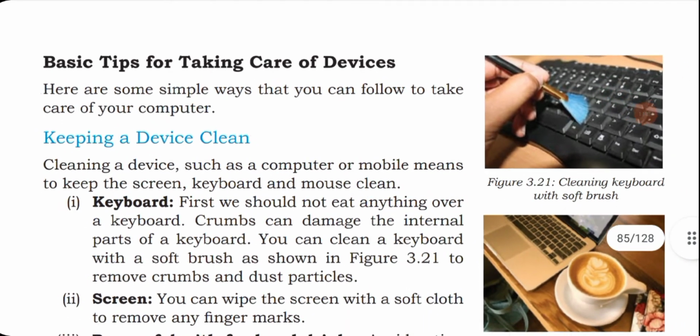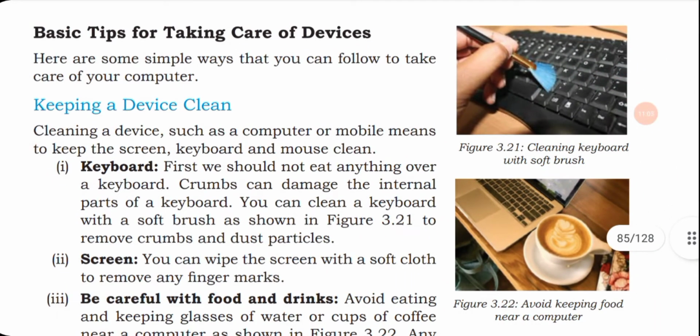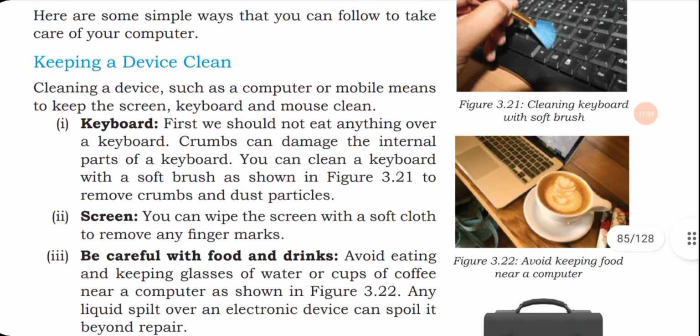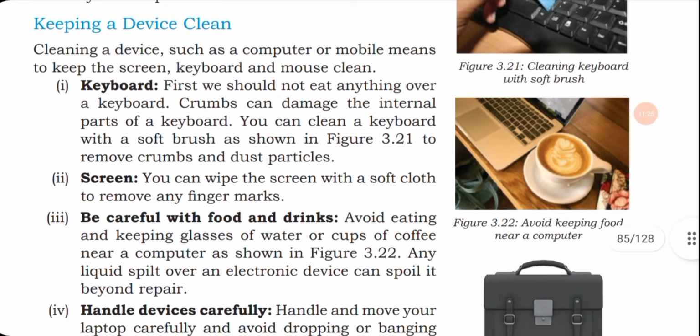Now, what are the basic tips for taking care of devices? If you have an electronic device, you should follow these basic tips. Here are some simple ways that you can follow to take care of your computer. First is keeping devices clean. Cleaning a device such as a computer or mobile means keeping the screen, keyboard, and mouse clean.